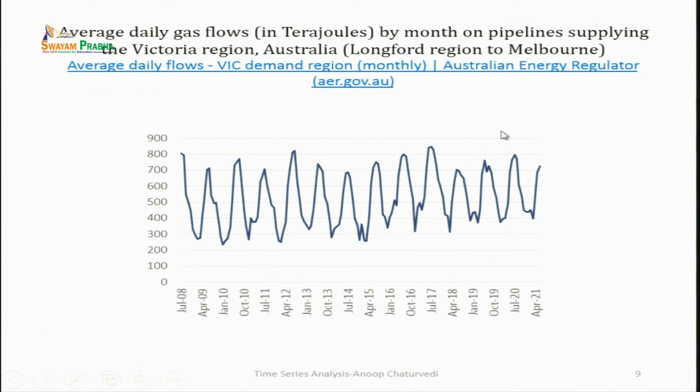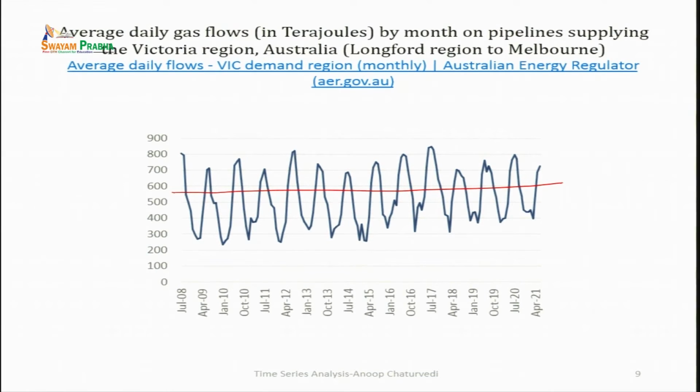This graph shows you the average daily gas flow in terajoules by month on pipelines supplying the Victoria region of Australia. Now, average daily flows are given against different months, so this is actually monthly data. By looking at the graph, you observe no trend, no increasing or decreasing pattern, but you observe a periodic movement.